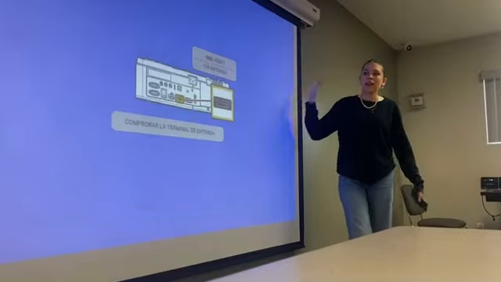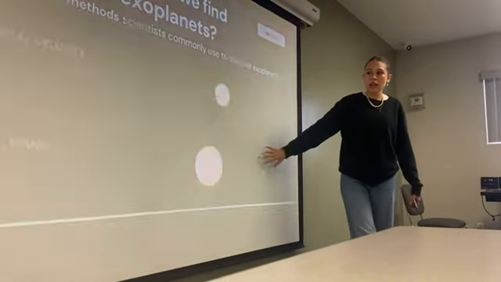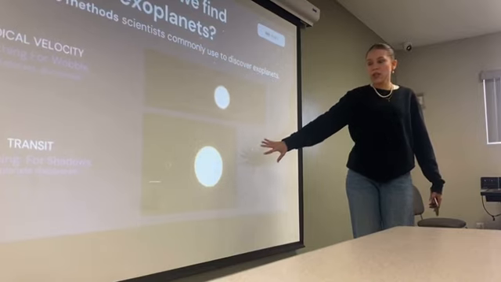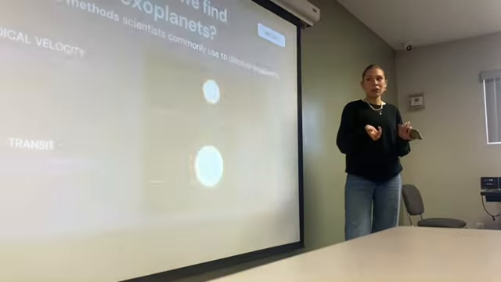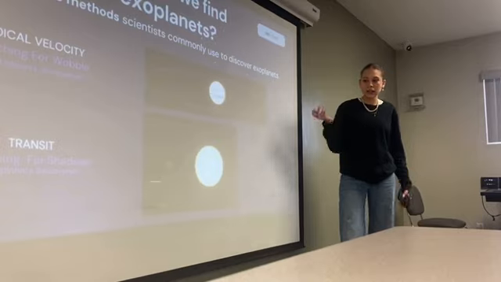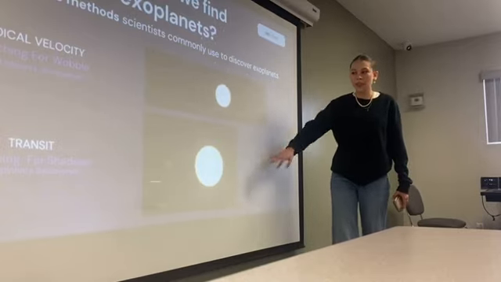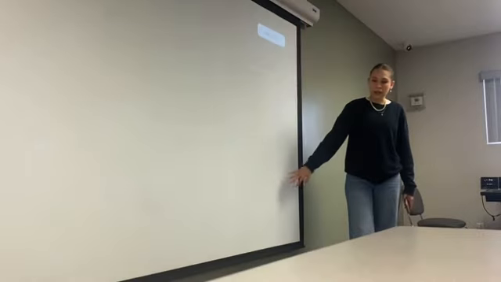And the second one is transit, which is searching for shadows. This is when the star and the planet align, like in a solar eclipse. They align and they look for the shadow of the planet. They know, oh, this star has 1 planet, 2 planets, and they discover them like that.